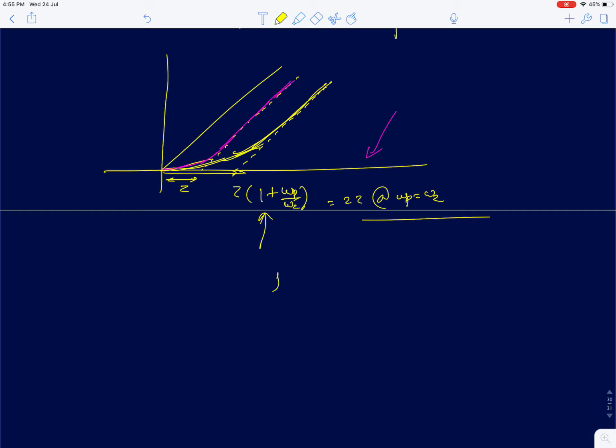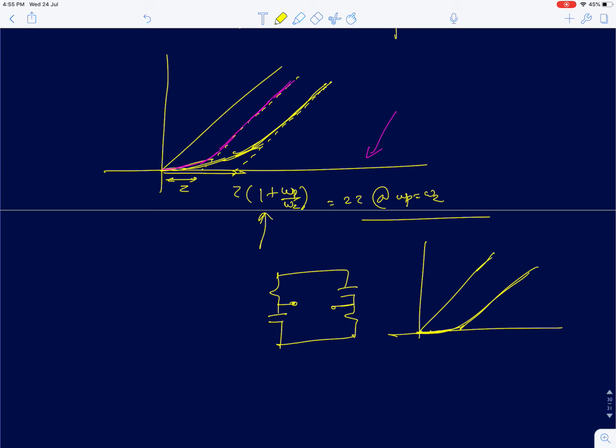Okay, and you can very easily take a standard example of a right of plane pole and 0 being the same. Then you can easily show that the output for this, with the DC gain being 1, is going to be delayed by 2 tau.